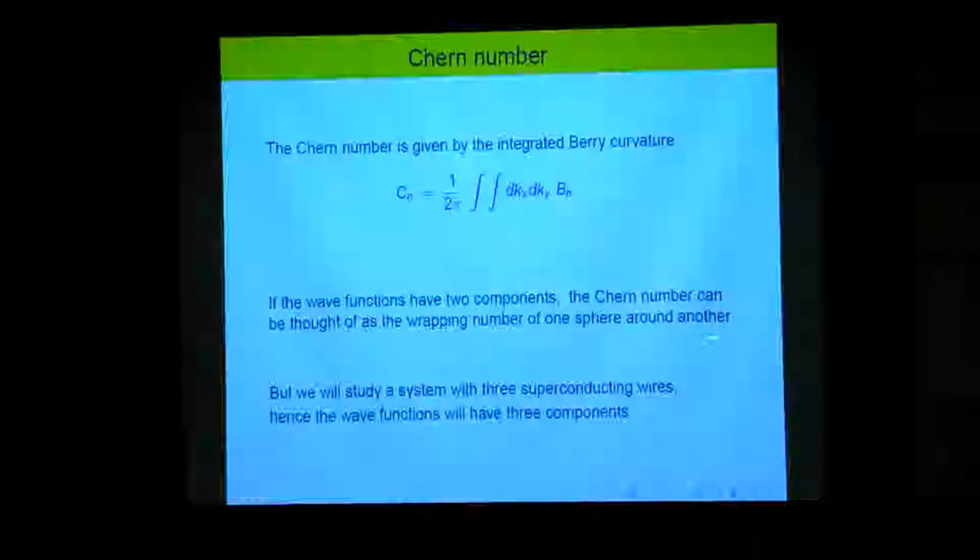But the systems that we are going to look at, say with three superconducting wires, the wave functions will have three components. So they don't really directly have this interpretation of wrapping of one sphere to another. Nevertheless, you'll see that you can define a Berry curvature and a Chern number, and they prove to be very useful.